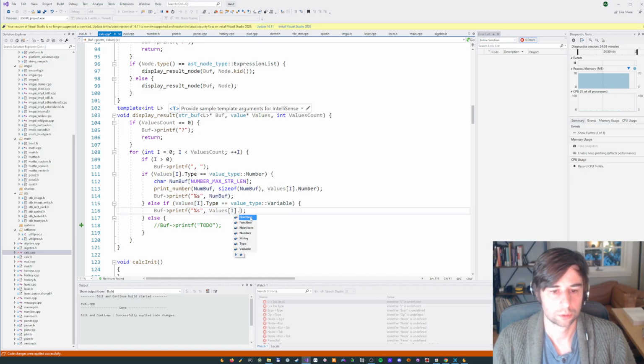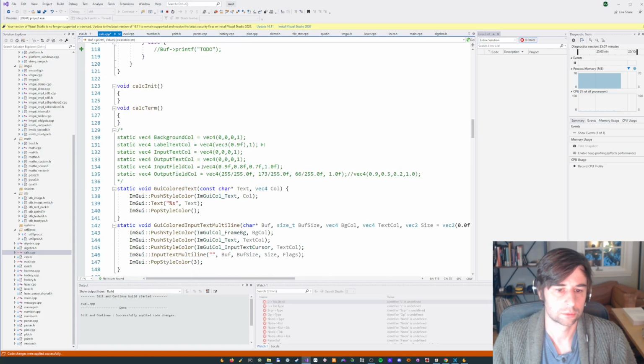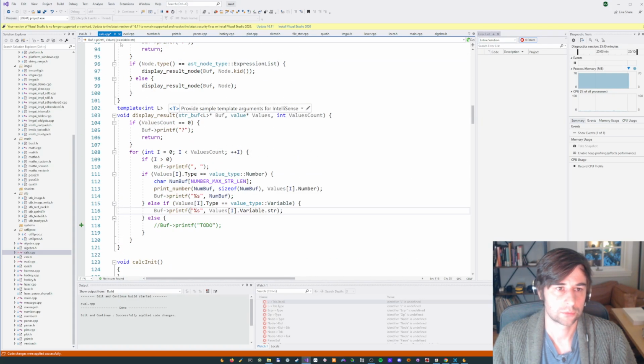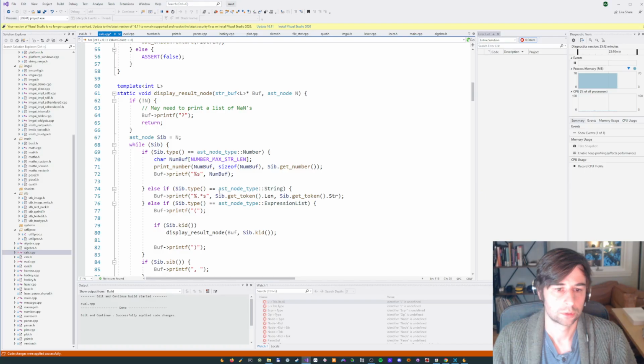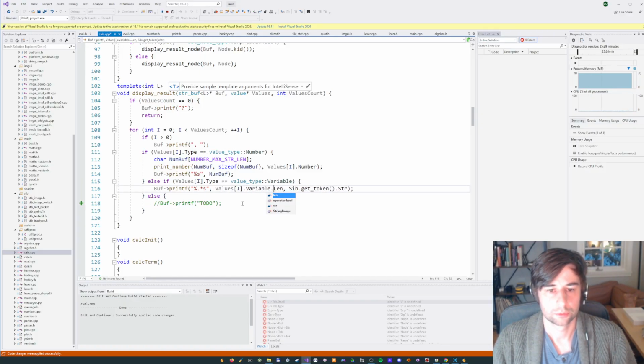What do we have in there? Variable dot star. Okay, so I always forget the syntax for this thing. What's the freaking syntax for that? I never remember where the star goes. Okay, so values dot variable dot len. Why is the len lowercase? Who knows?